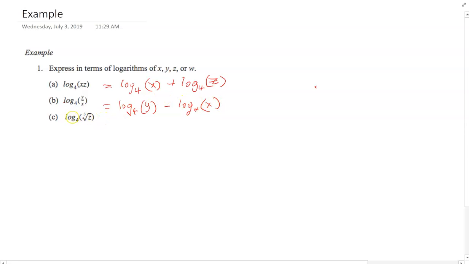Finally, part C, log base 4 of the cube root of z. This is a power but in radical form, so we want to rewrite it in exponent form. So we write it as log base 4 of z to the 1/3. And then using our power rule, or power law, we bring this 1/3 to the front, so it becomes 1/3 times log base 4 of z, and that is our answer.